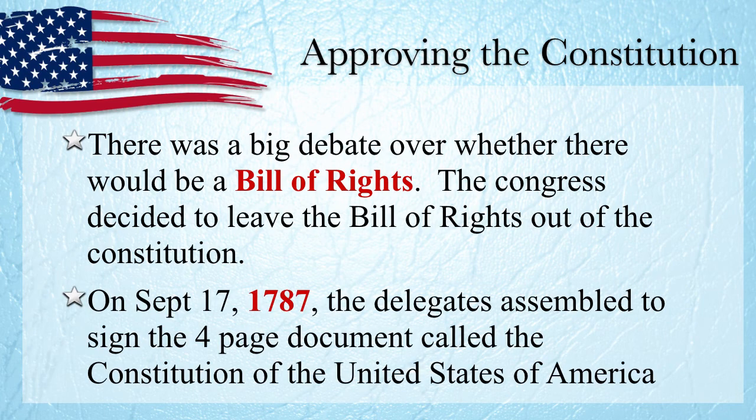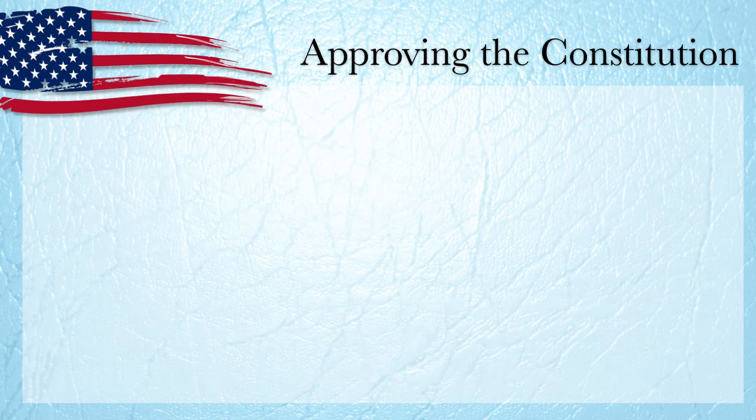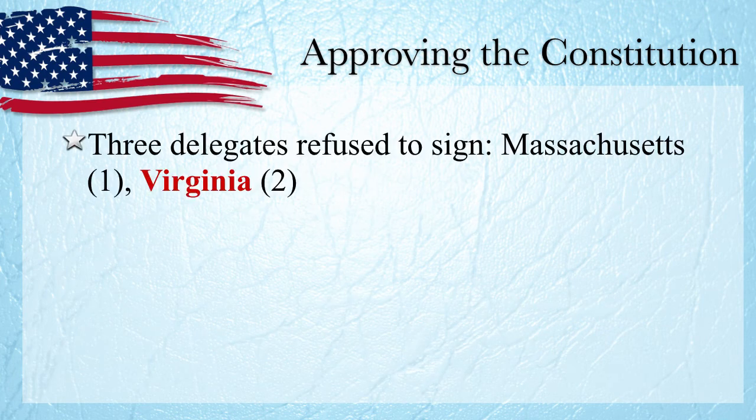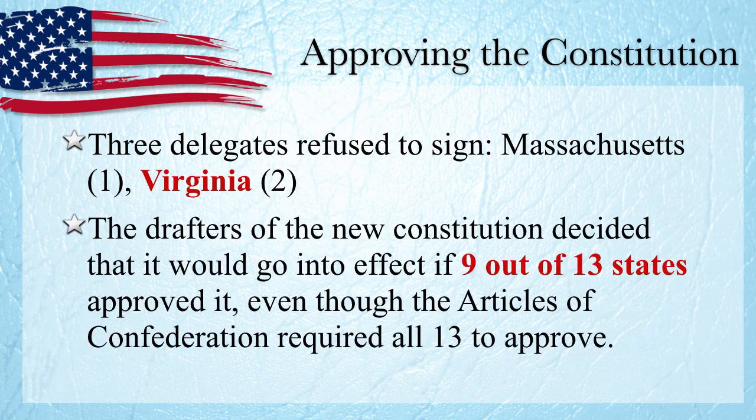And on September 17th, 1787, the delegates assembled to sign the 4-page document that we know as the Constitution of the United States of America. 3 delegates did not sign. Massachusetts had 1 delegate and Virginia had 2 delegates. 2 of those delegates, one for Massachusetts, one for Virginia, was because of the Bill of Rights. The other one just because he didn't get his way.